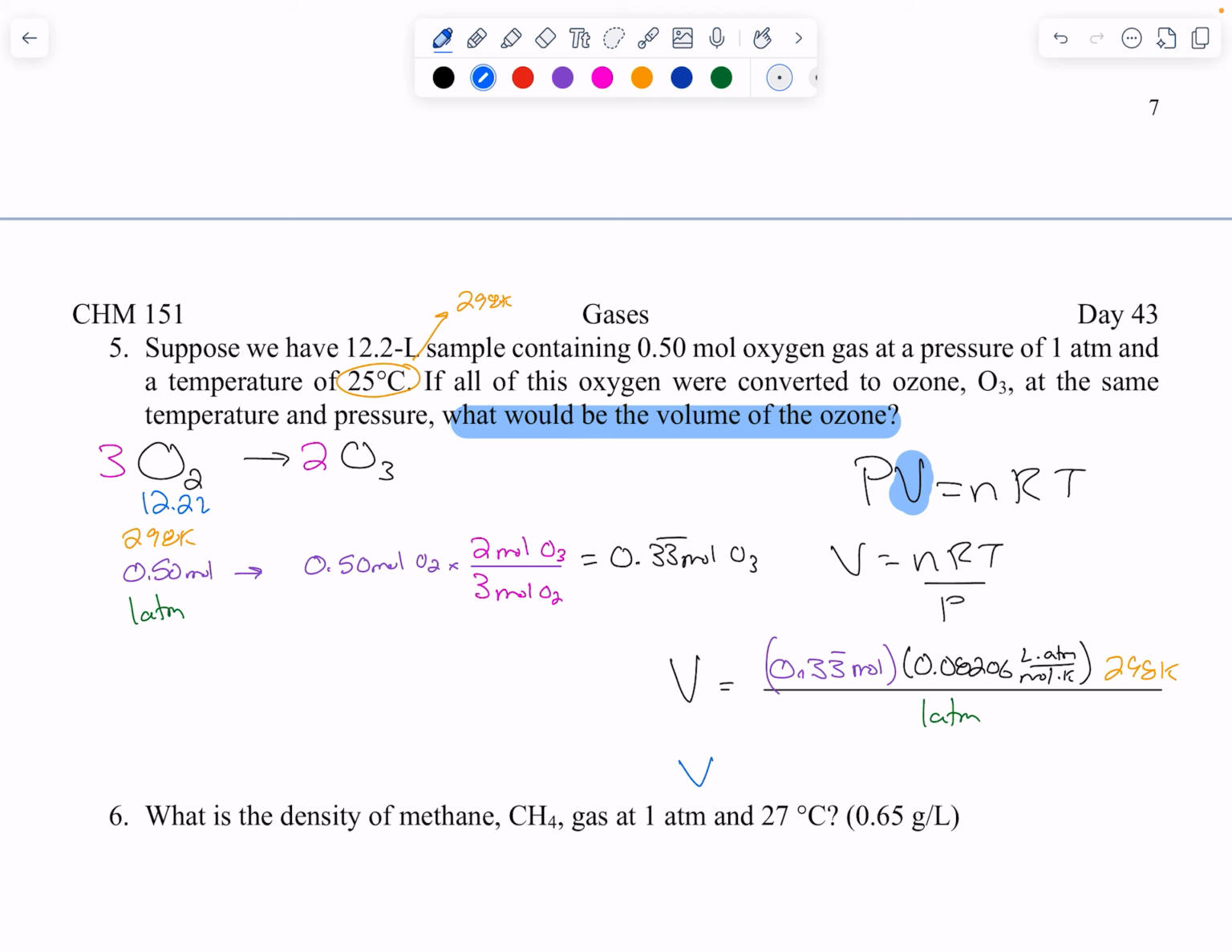times R, 0.08206, times your 298, divided by 1, which is it. I got 8.07, which means I get 8.1 liters. All right. How about that?